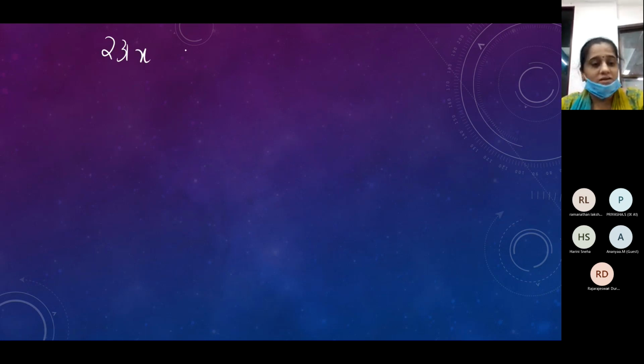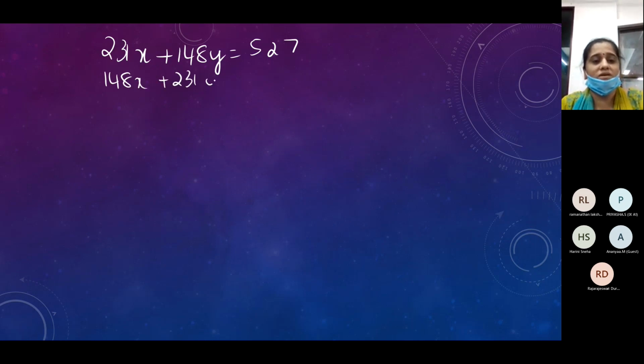231x, then plus 148y is equal to 527. 148x plus 231y is equal to 610. Coefficients are exchanged, right? What is for y here is for x here. What is for x here is for y here. Forget the signs. Signs can be different. It can be plus 148 minus 148. It can be plus 231 minus 231. Ignore the signs, but the numerical value, the absolute value, is the same.